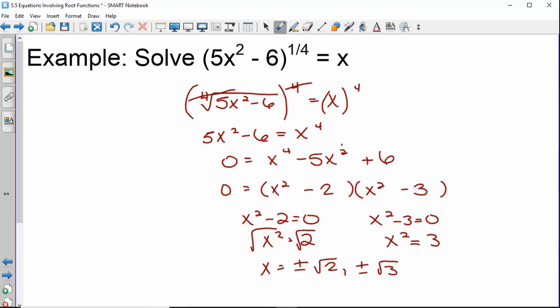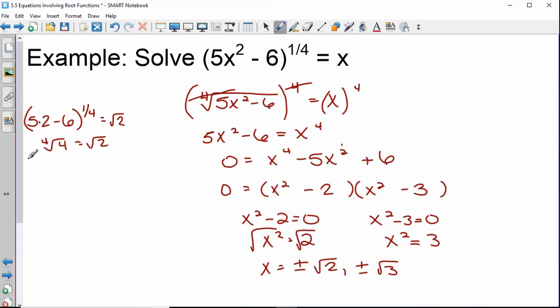Okay, so how many answers do I actually have here? 4. Okay, if I check these, if I put in a positive radical 2, radical 2 squared is just 2. So that gives me 4. So does the 4th root of 4 equal the square root of 2? Well, how could you figure it out if you don't know? Let's ask the calculator. Yes, it does. So positive radical 2 works.